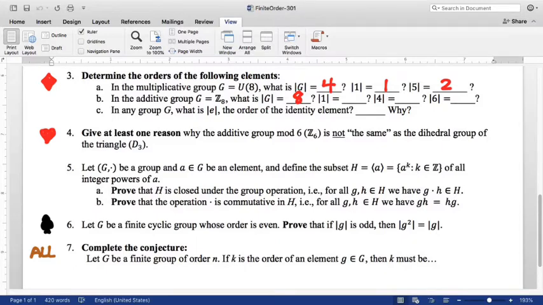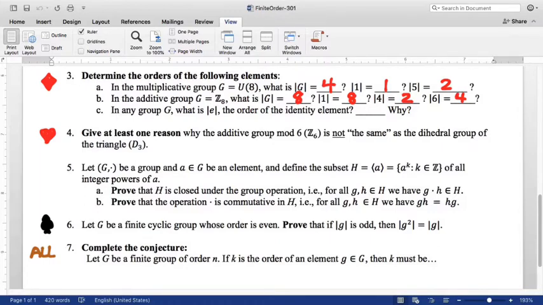What was the order of the element 1 in Z8? 8. So we had to add 1 to itself 8 times before we got back to the identity of Z8. What's the identity of Z8? 0. All right, what's the order of the element 4? 2. Add it to itself once: 4 plus 4 is 8, which mod 8 is 0. How about 6? 4. So we had to add 6 to itself 4 times, 6 plus 6 plus 6 plus 6, before we got back to the identity.